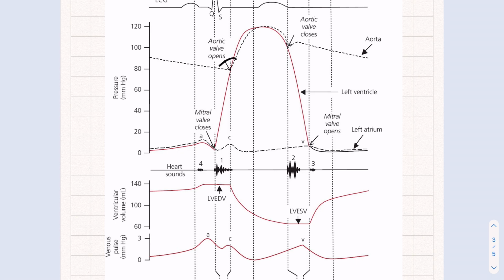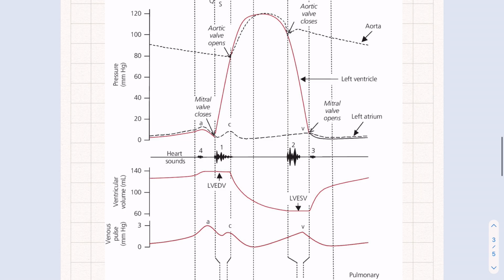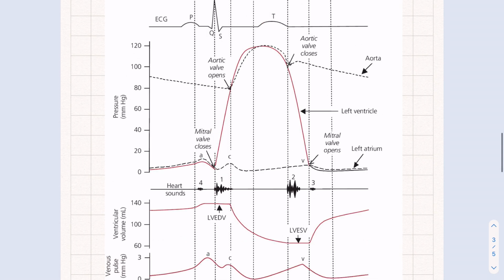This stage is isovolumic contraction because the atrioventricular valve closes and so does the aortic valve, or the semilunar valve, which stays closed until it opens here, which is another stage. So this is isovolumic contraction. You can see that during this stage, the volume in the ventricle is not changing, but the pressure, as we said, is increasing. Now, when the aortic valve opens, that's the ejection stage.